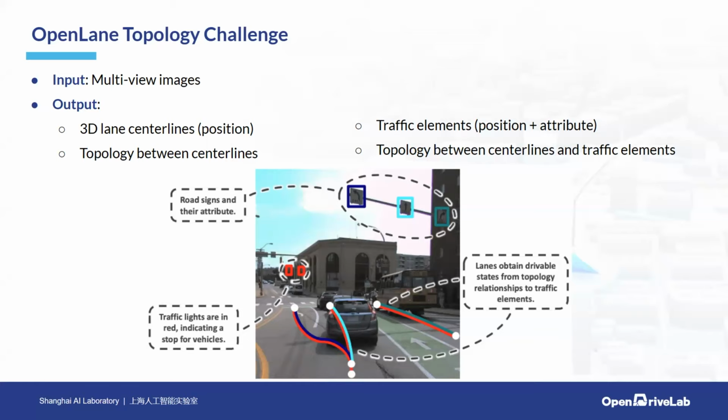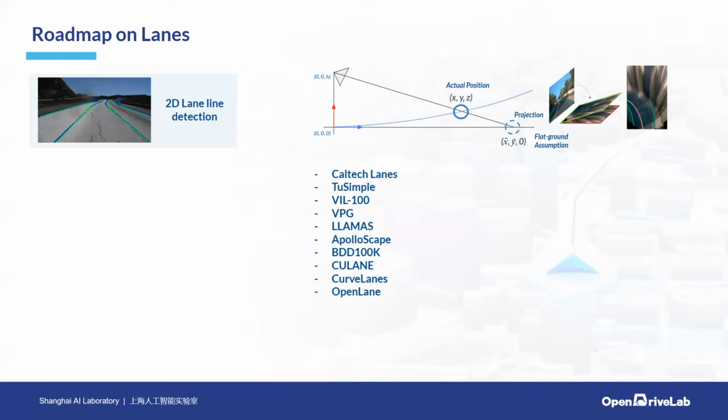Furthermore, we have focused on the topology among lanes and the relationship between lanes and traffic elements. The inspiration for this challenge comes from the road detection community. In the early years, people detect lane lines on 2D images and project the detection results into 3D space based on the flat ground assumption through IPM. However, since the flat ground assumption does not always stand, lane detection errors usually increase with distance on unflat grounds.